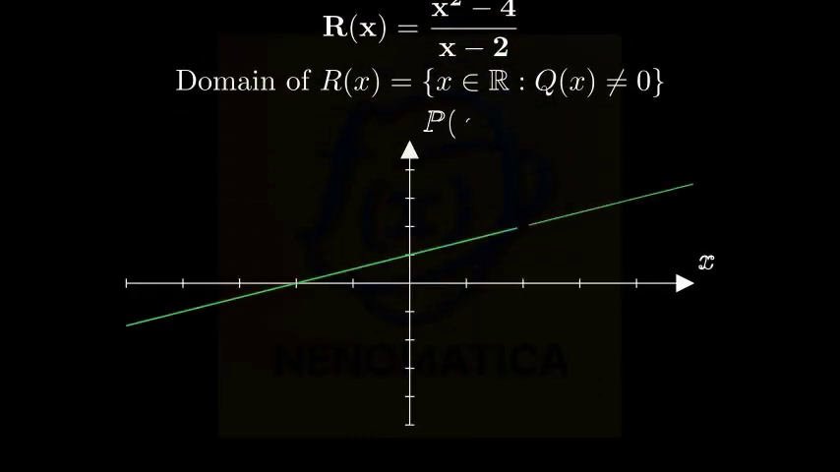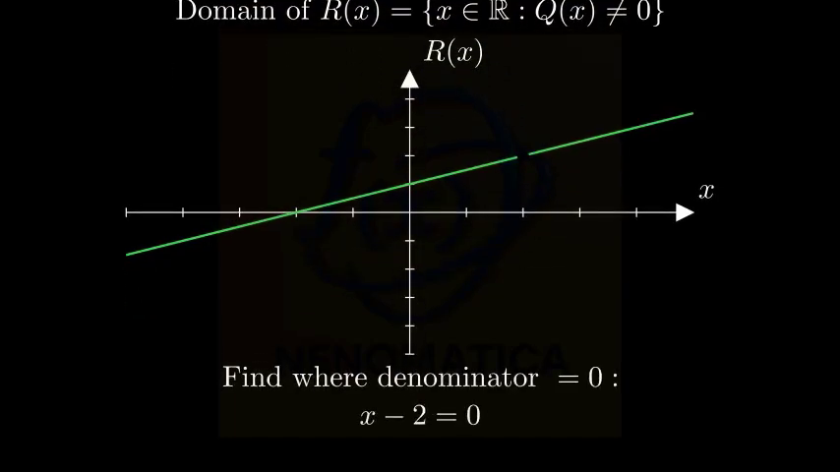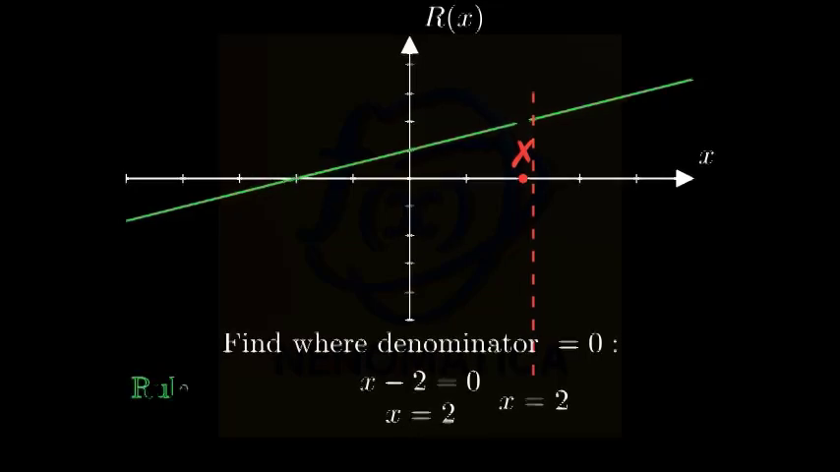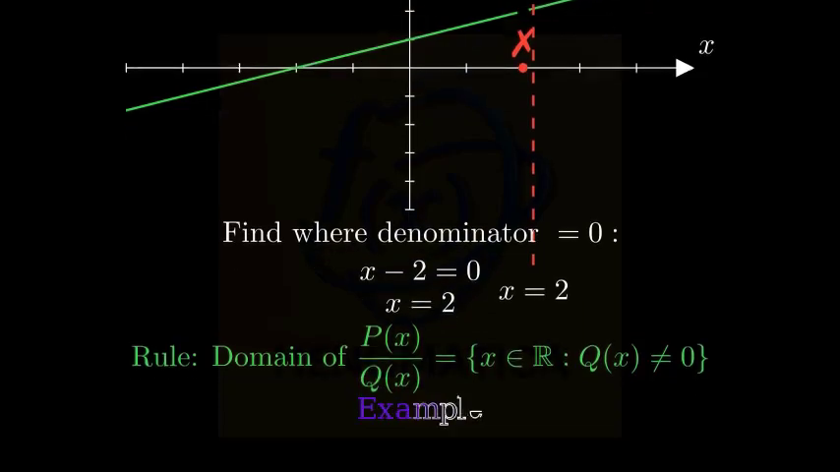Now, let's visualize our example rational expression. The numerator is x squared minus 4, and the denominator is x minus 2. To find the domain, we need to find where the denominator equals 0. Let's solve x minus 2 equals 0. This gives us x equals 2. So, the domain of this rational expression is all real numbers except x equals 2. On the graph, we can see a vertical asymptote at x equals 2, which represents the point where the function is undefined. For rational expressions, the rule is: find the values that make the denominator 0 and exclude those from the domain. Let's solve an example together.